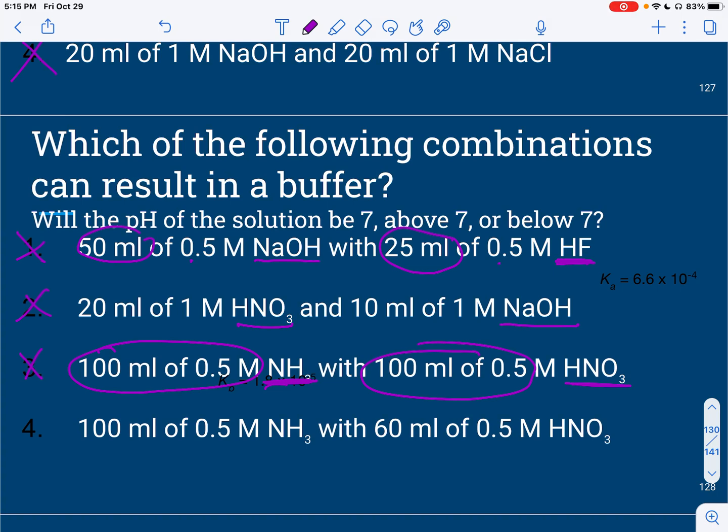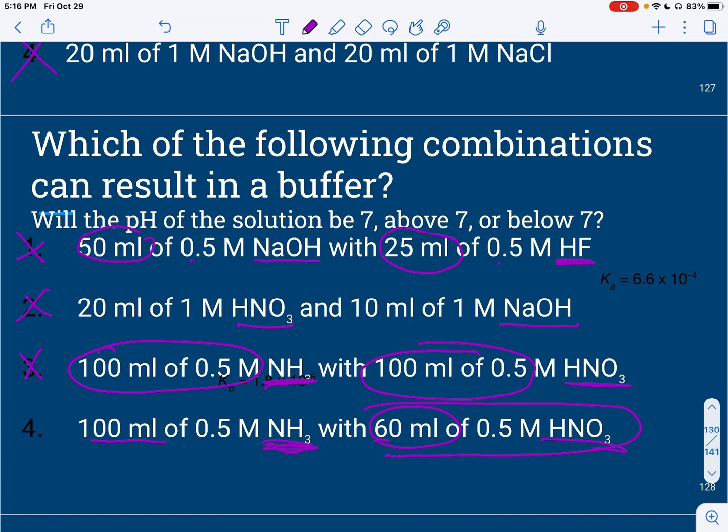So number 4, we have a weak base with a strong acid. But yes, we are not at the equivalence point here. Okay, we have 100 mils of the weak base. We have 60 mils of the strong acid. So that means we have not neutralized the entire weak base yet. We would have to have more of the acid. So that means we've partially neutralized the weak base, which is the secret way of making a buffer.